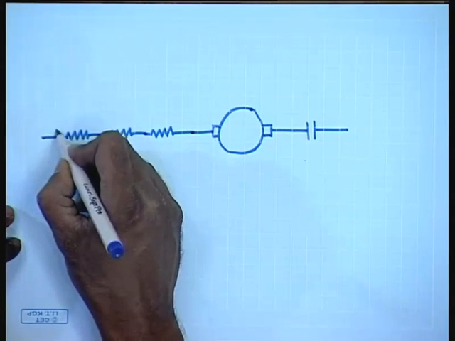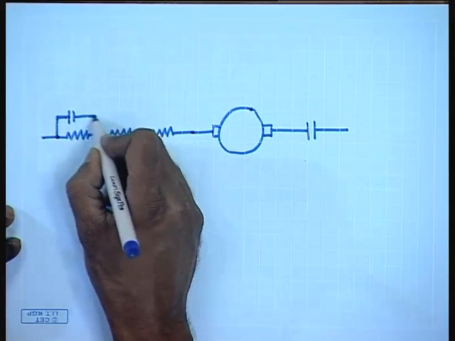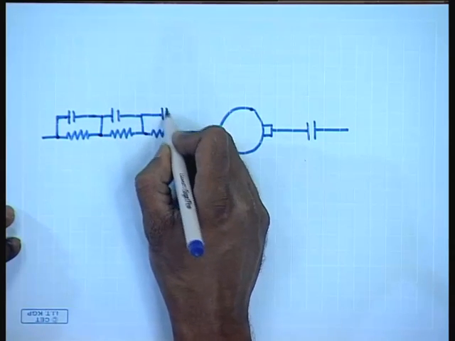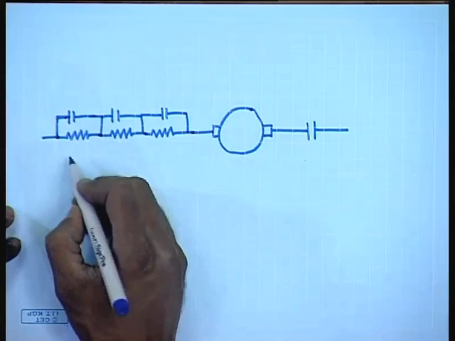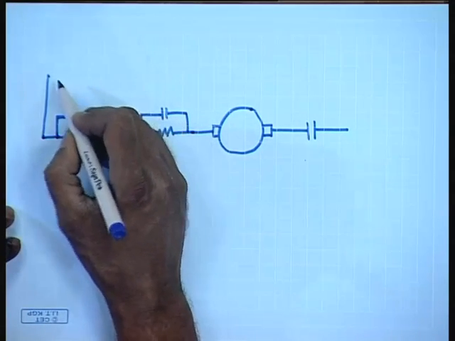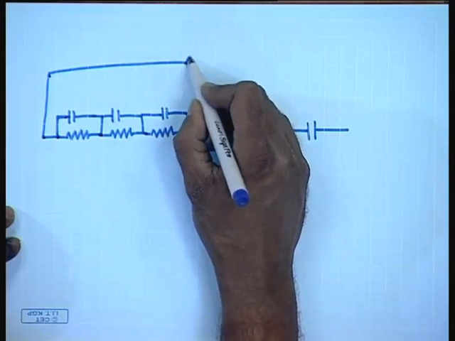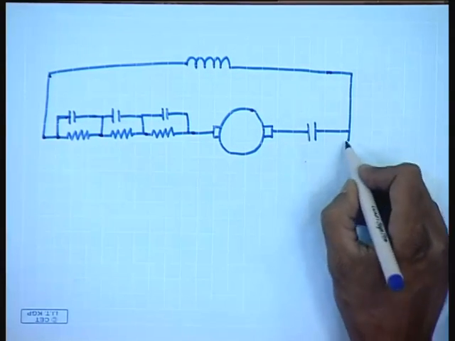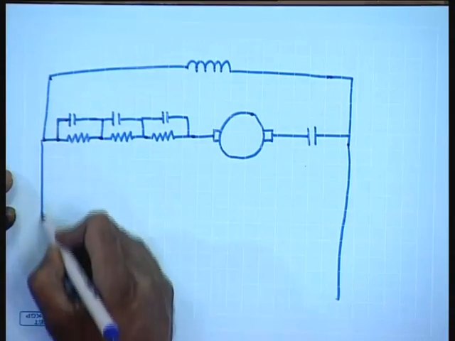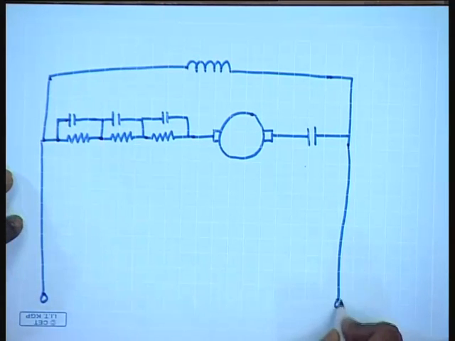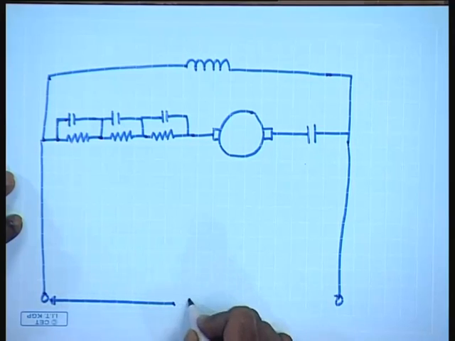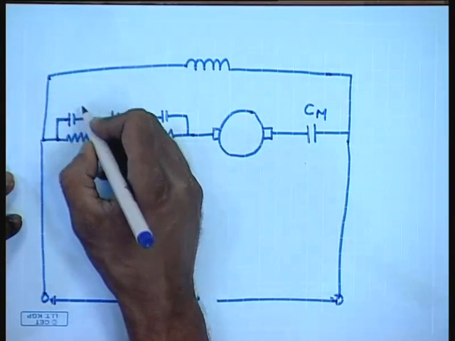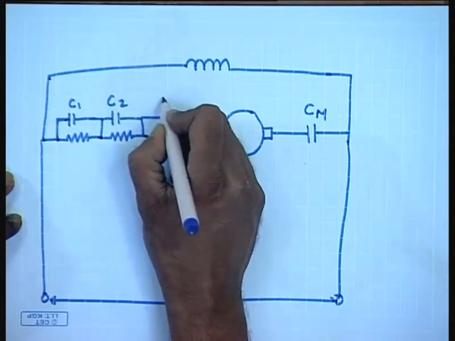Each part can be shorted using a contact. And the field coil is connected directly across this. And this is where the supply is given. This is the main contact. These are the starting contacts C1, C2 and C3.